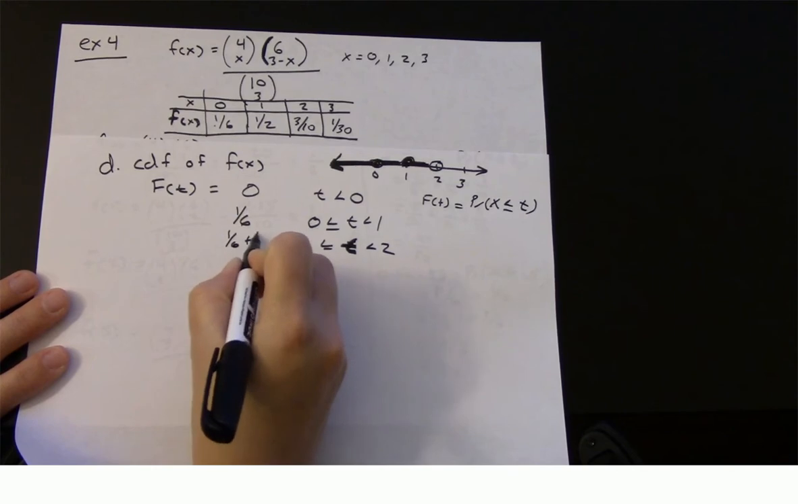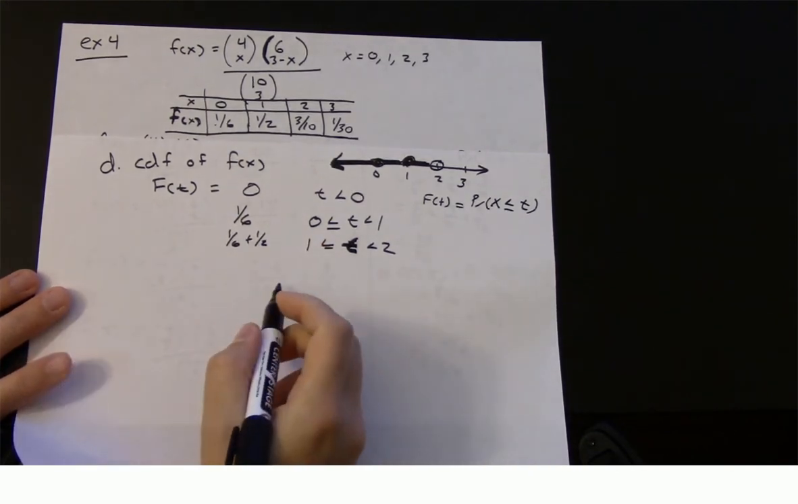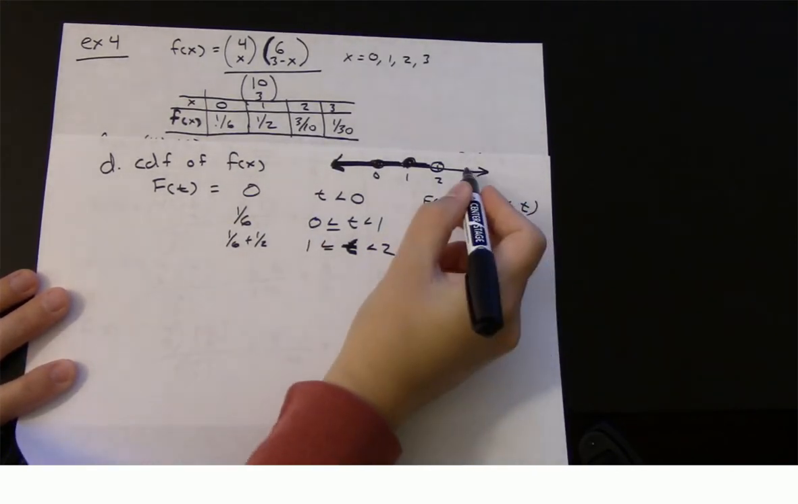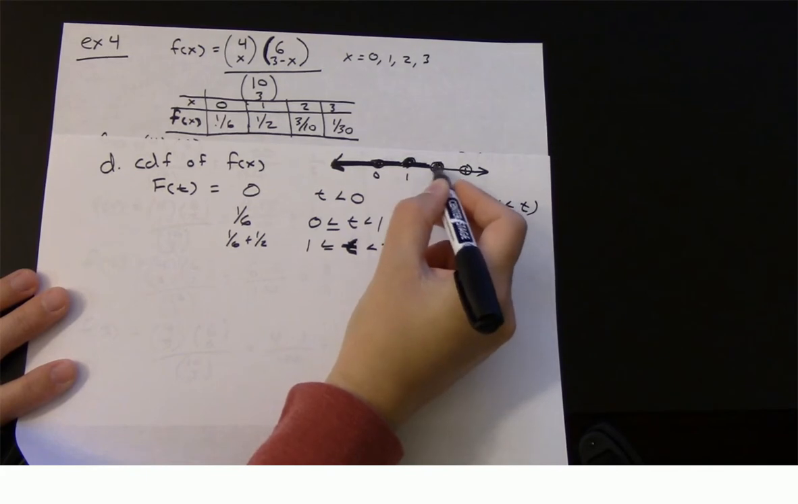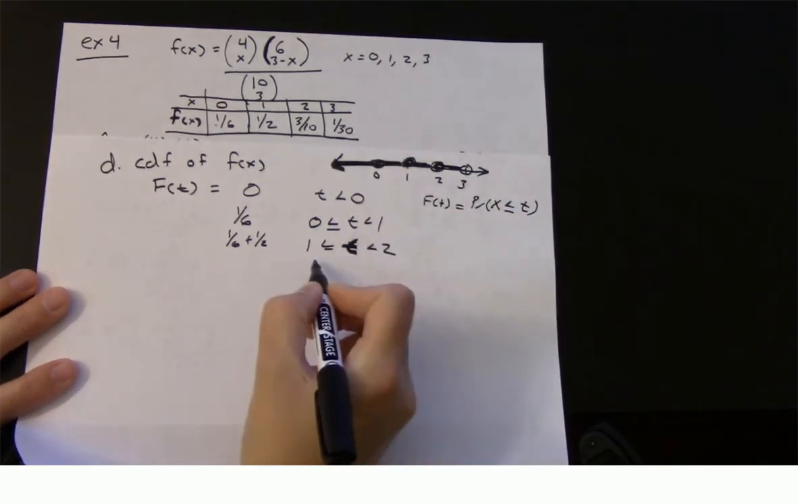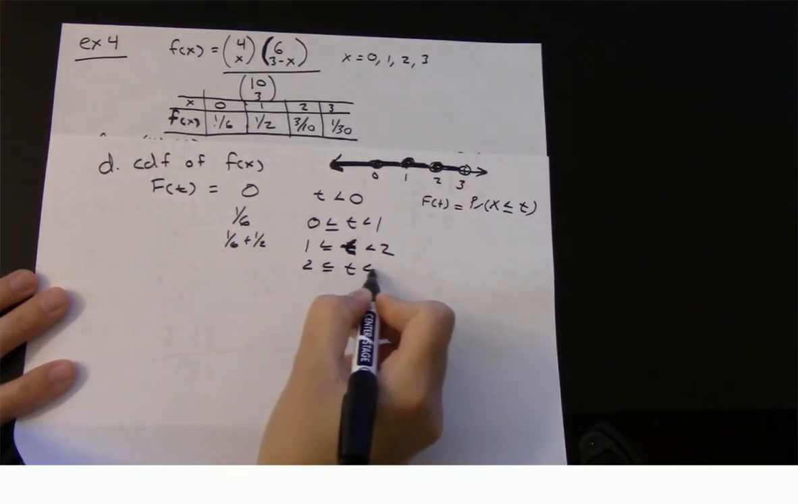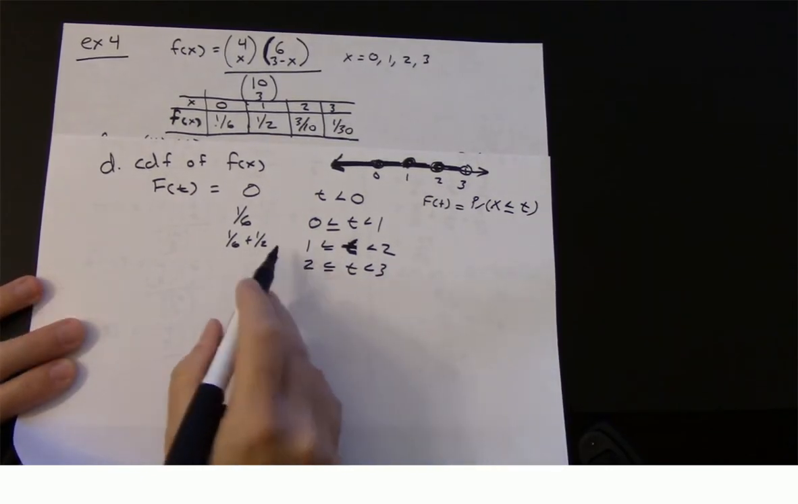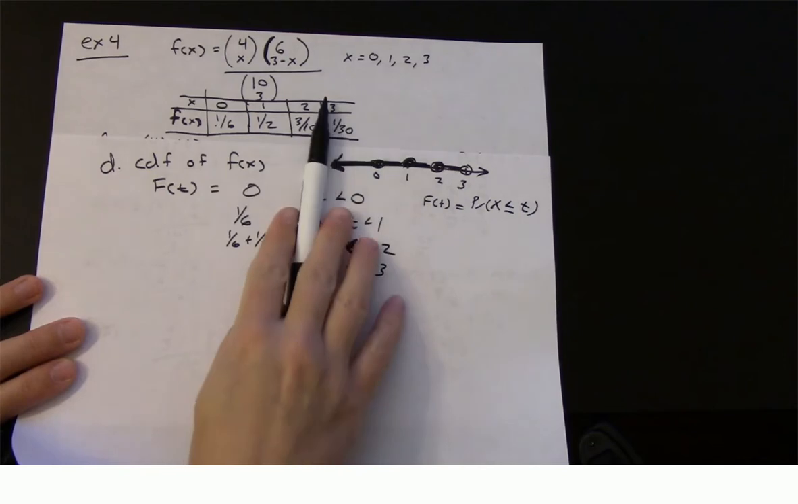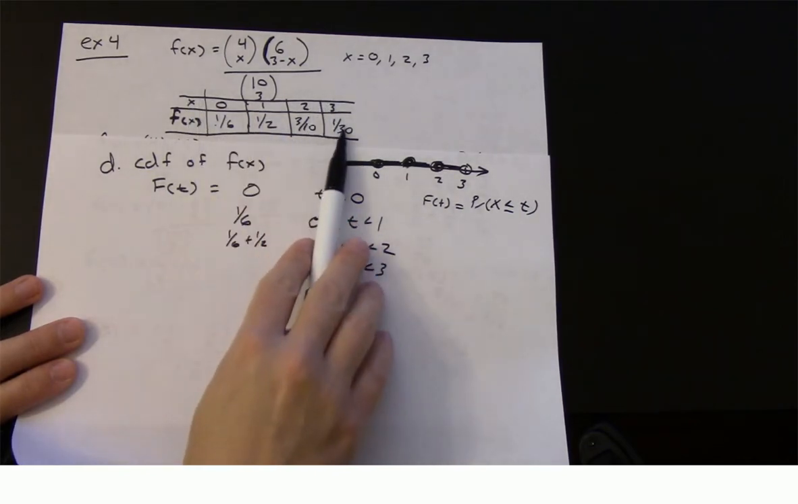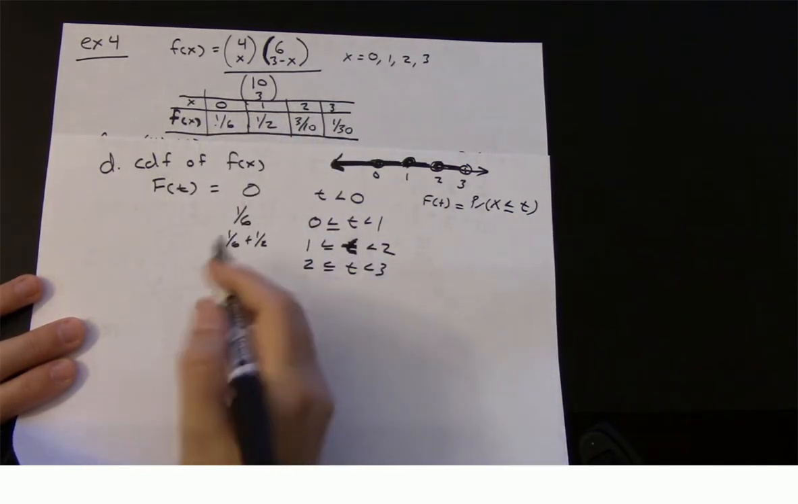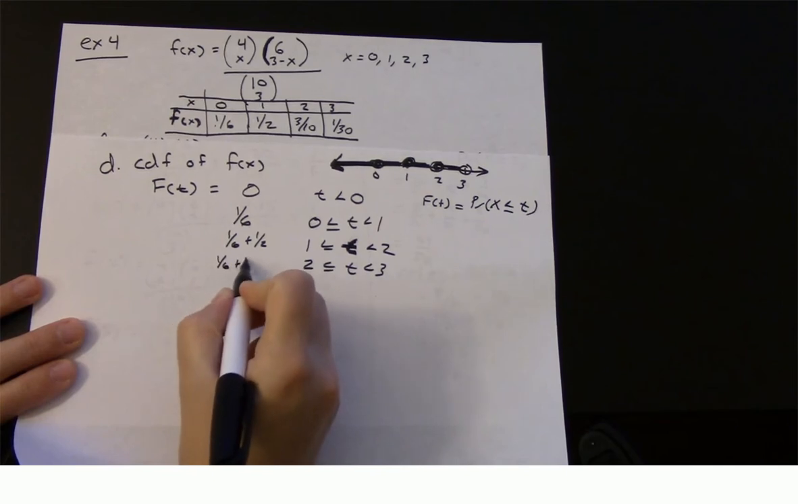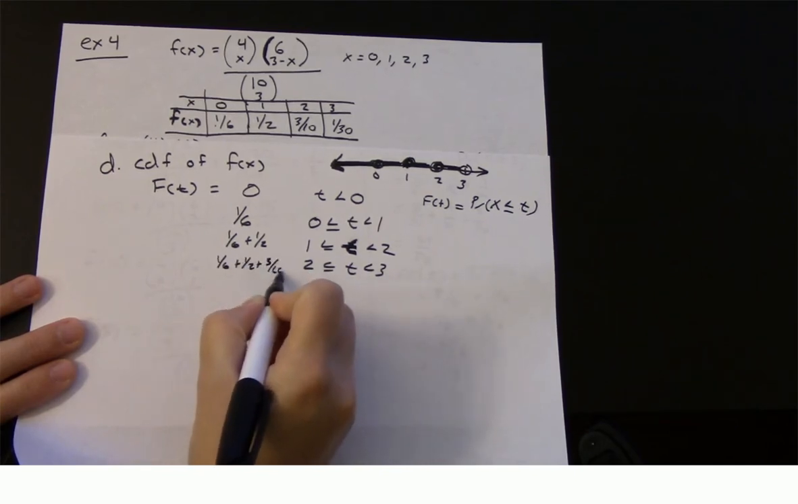So 1/6 plus 1/2. All right, and then have another interval here. Fill in the 2, go all the way up to the 3. So 2 less than or equal to, and then go up to 3. So let's see. Strictly less than 3. T is strictly less than 3, so that means it doesn't quite reach 3. So we got sum of all those. So 1/6 plus 1/2 plus 3/10.